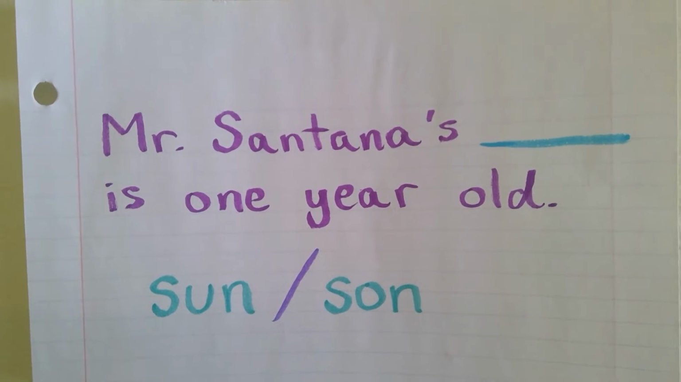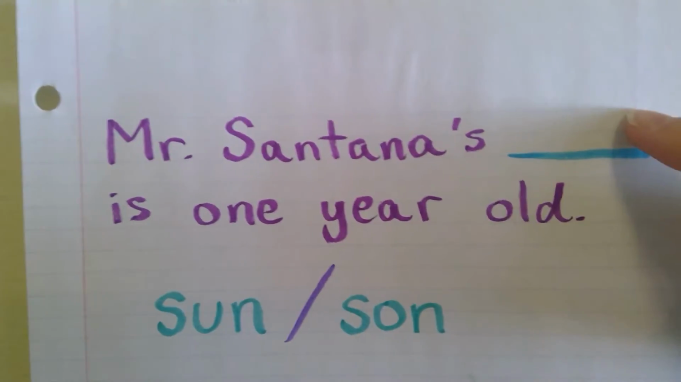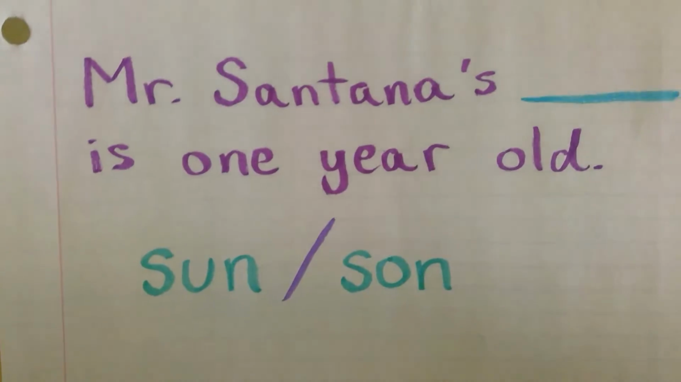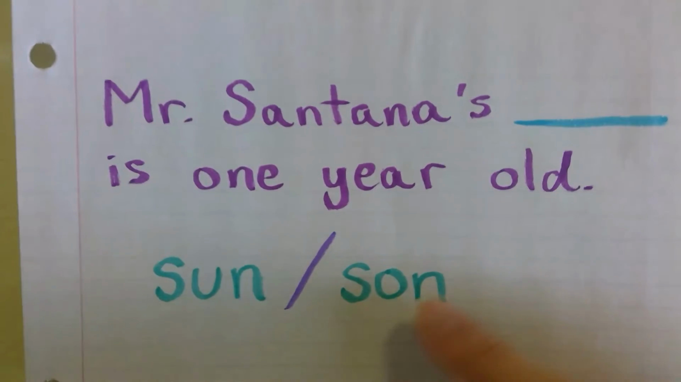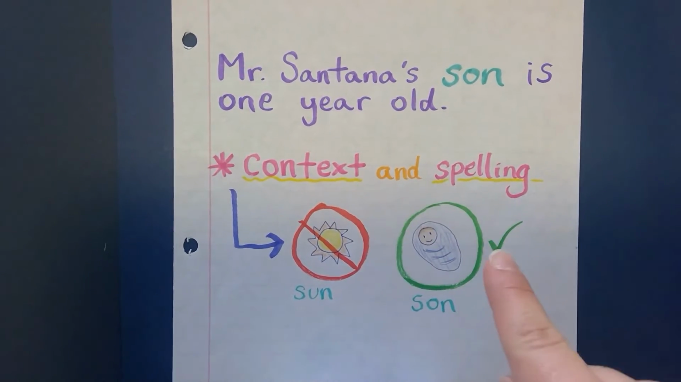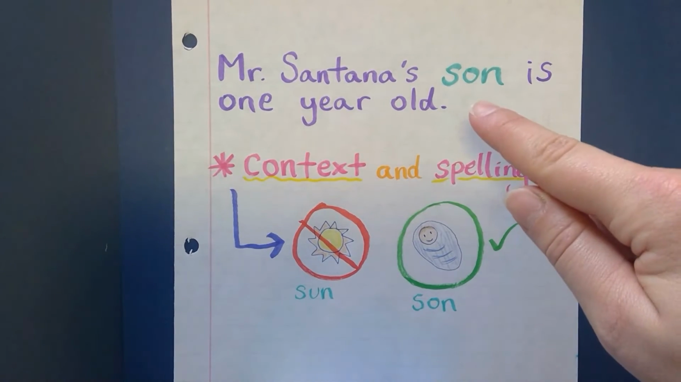Here's a sentence example. Mr. Santana's son is 1 year old. I know that son goes in the blank right there, but I need to figure out which son is the right son given the context of the sentence and given the spelling of the words. So if I know what each of these words mean and how they're spelled, it's pretty easy to figure out which son would go in the blank right there.